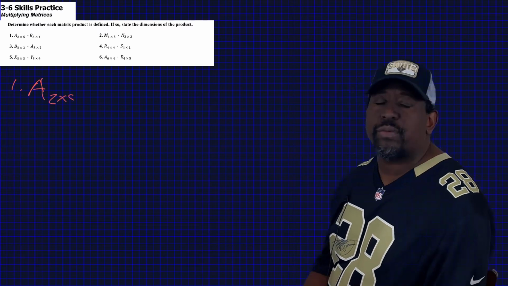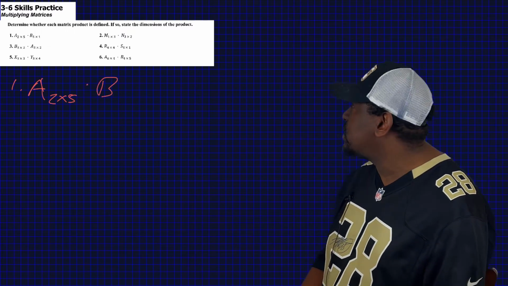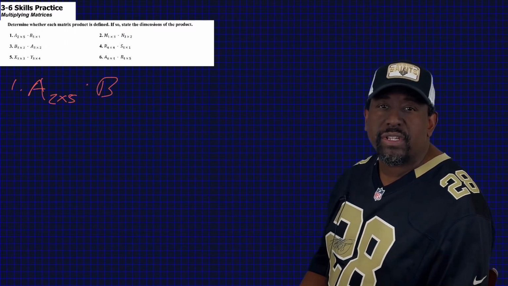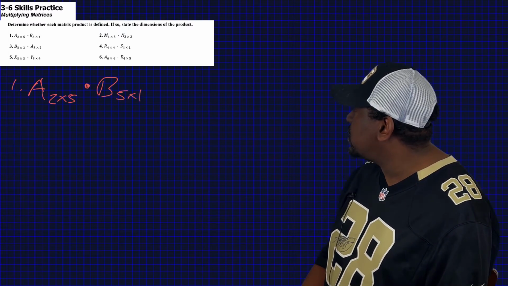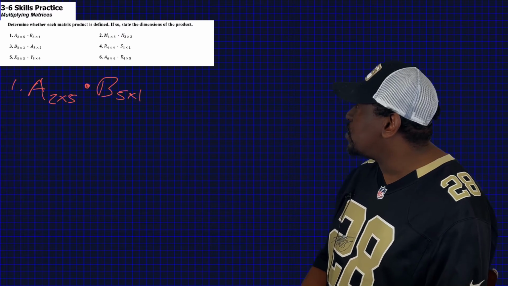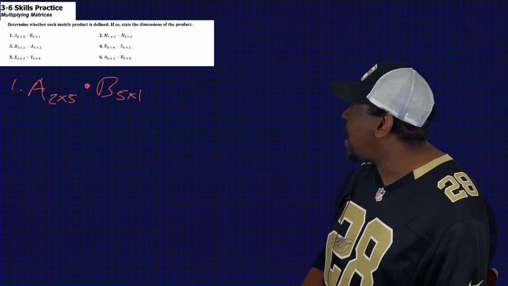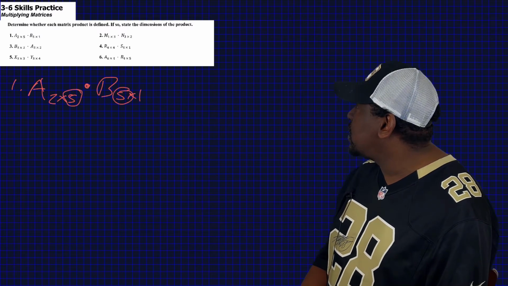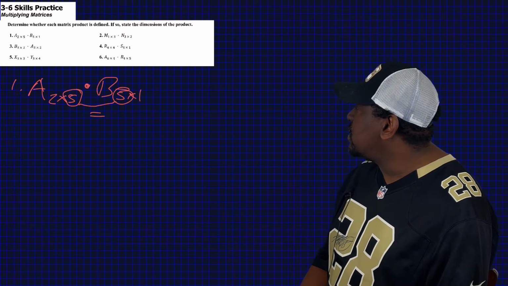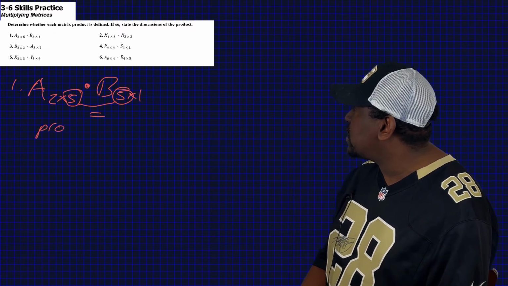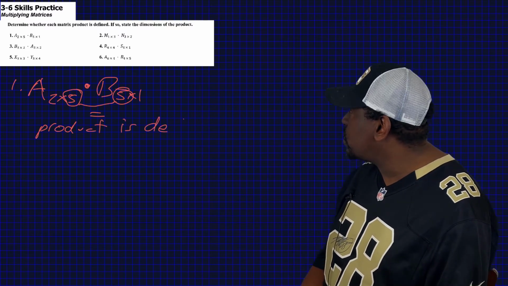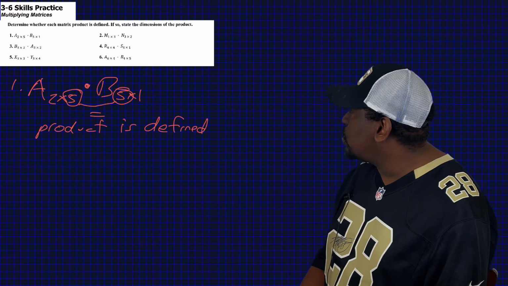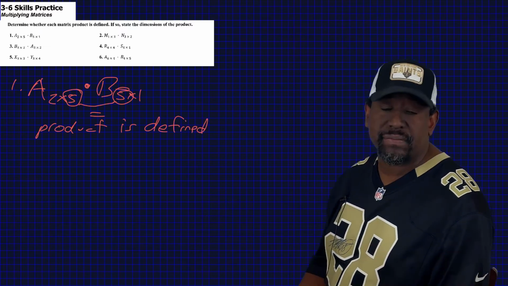In order to properly multiply matrices, the inner terms must be equal. You're going to see what we're talking about in this first example. We have our first matrix A in the form of 2 by 5, 2 rows, 5 columns, multiplied by B, which is 5 by 1. As you can see, the columns of matrix A equal the rows of matrix B, which we circled. Since they are equal, that means the product is defined.